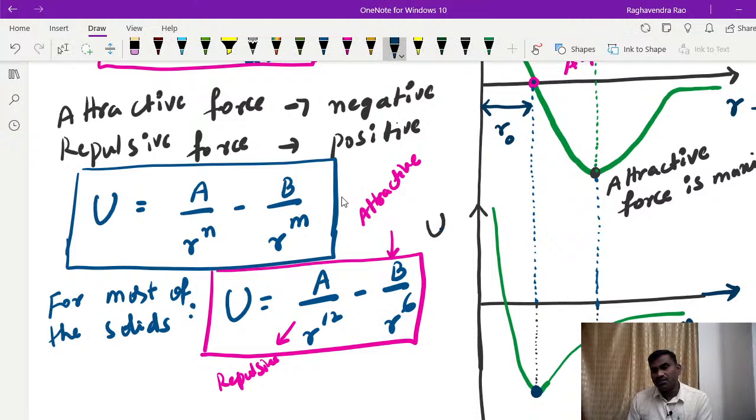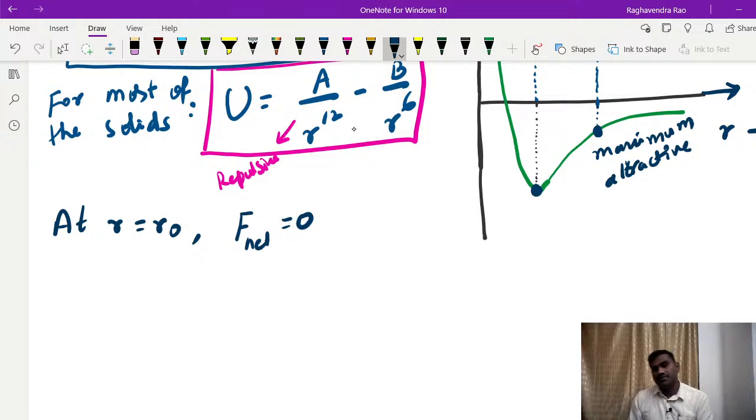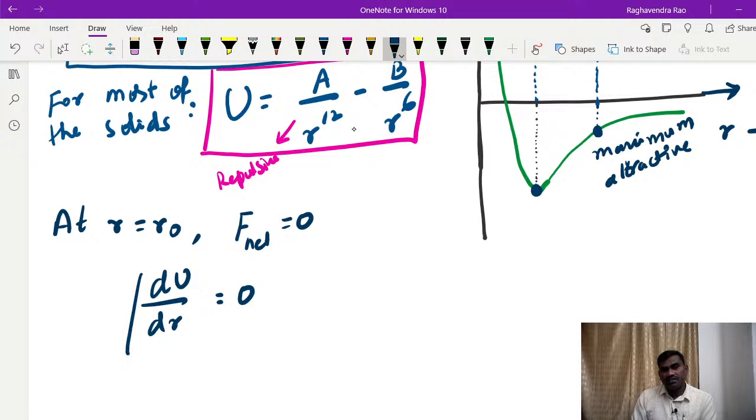The separation between the two atoms at which both attractive and repulsive forces are balancing is known as equilibrium separation. So at equilibrium separation, at R equal to R naught, the net force will be equal to 0. That means dU by dr is equal to 0. Based on this we will ask the numerical.